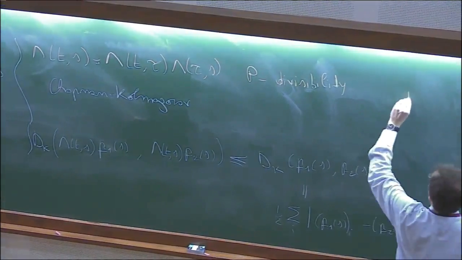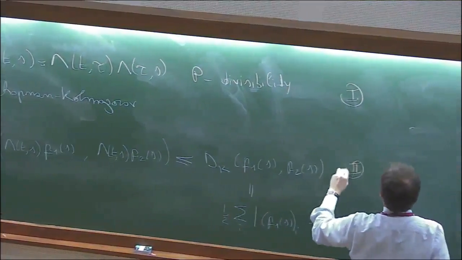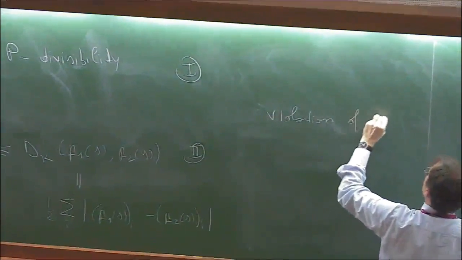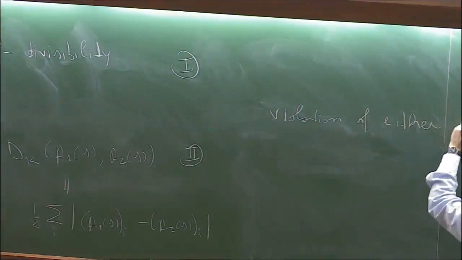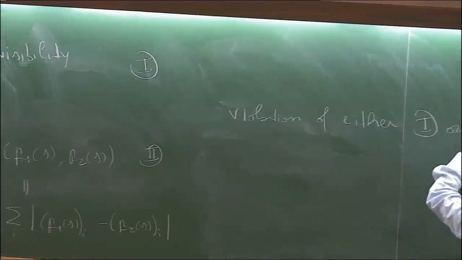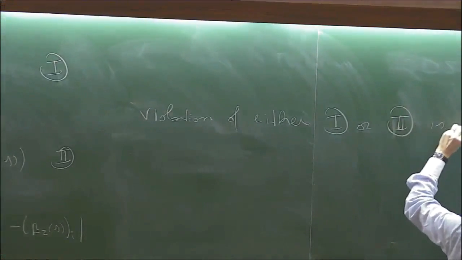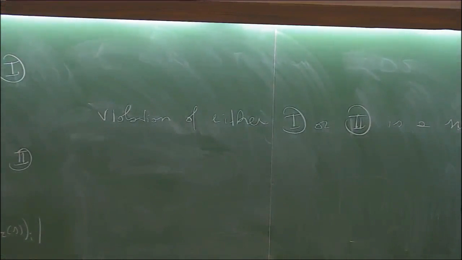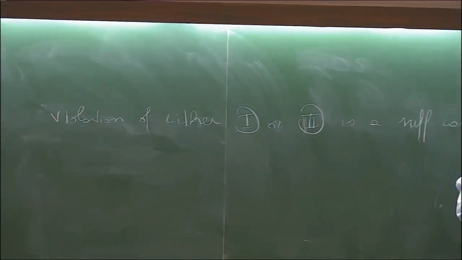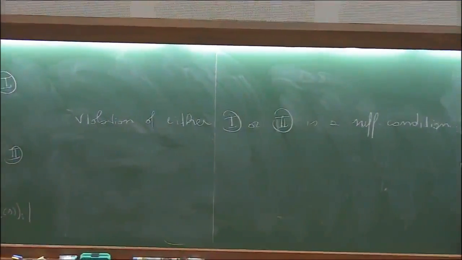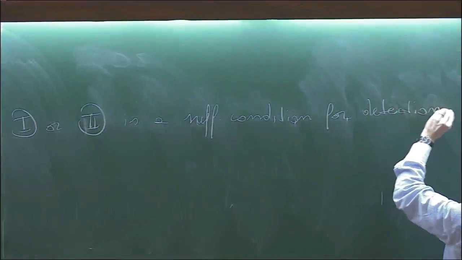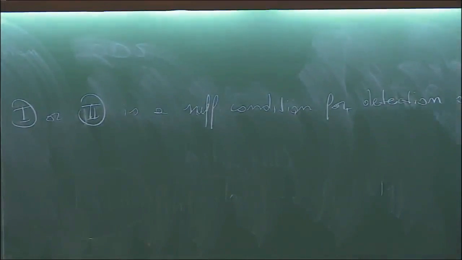Let me call this 1, this 2. Violation of either 1 or 2 is a sufficient but not necessary condition for detection of classical non-Markov. A sufficient condition.